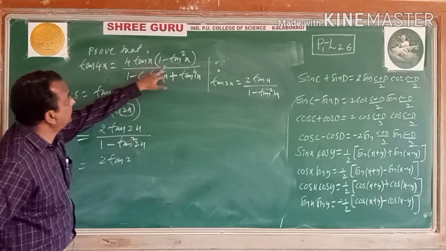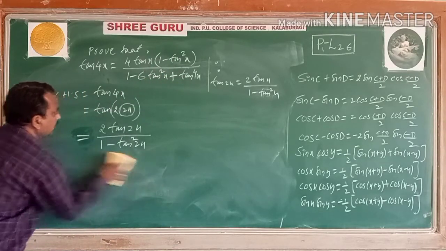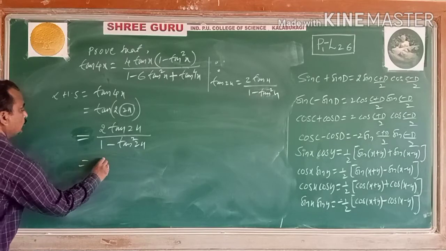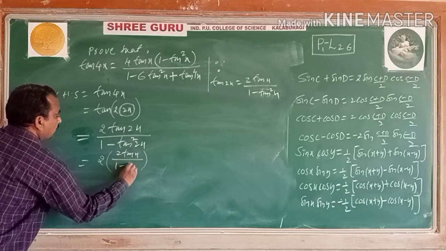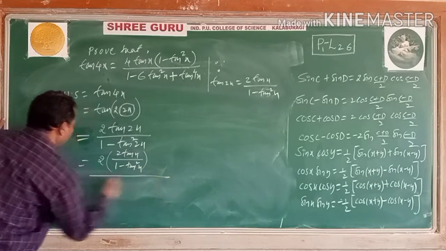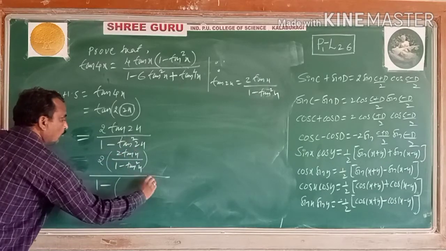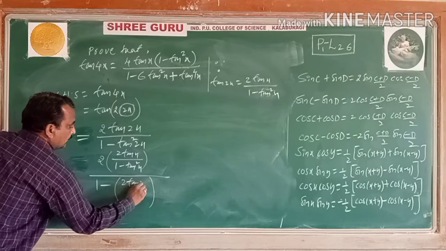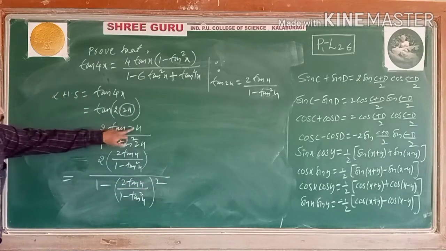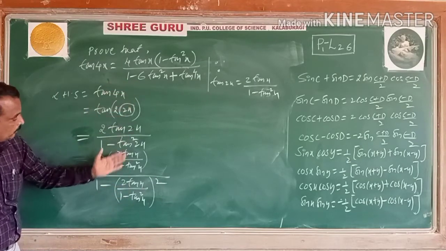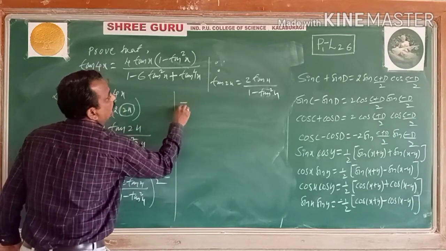Now you have to substitute in terms of x, using the tan 2x formula. So this 2 stays as it is. What is tan 2x? 2 tan x divided by 1 minus tan square x, whole divided by 1 minus tan 2x whole square, which is 2 tan x divided by 1 minus tan square x. Then simplification. This is your LHS, continued.